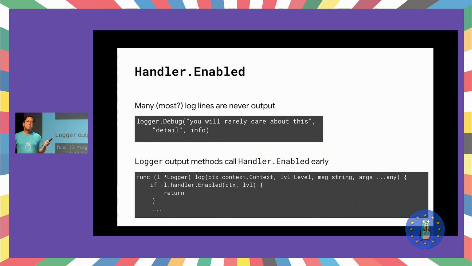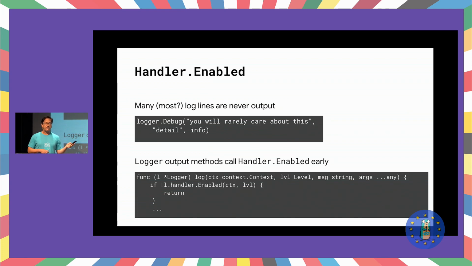So many, if not most, log lines never actually get executed. They never actually produce any output because they're there for debugging, and you only turn them on when you really need to. So those should take as little time as possible. And that's what the enabled method is about. The first thing that slog does, that the logger does, is call the handler.enabled method down here. And if that returns false, we're out. We don't do anything else. So minimal processing. So that's an important and somewhat obvious optimization.